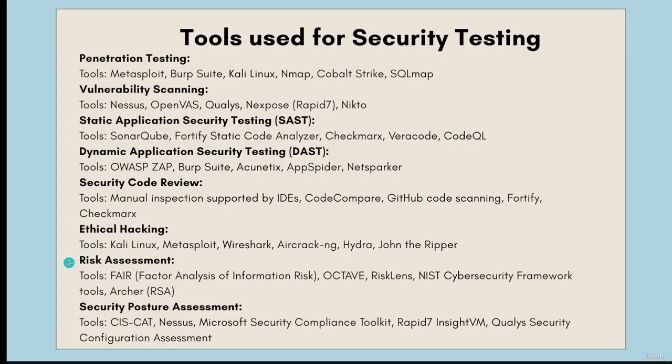For risk assessment tools, we have FAIR, Factor Analysis of Information Risk, OCTAVE, RiskLens, NIST Cybersecurity Framework tools, and Archer, RSA. For security posture assessment, we have tools like CIS-CAT, Nessus, Microsoft Security Compliance Toolkit, Rapid7 InsightVM, Qualys Security Configuration Assessment.